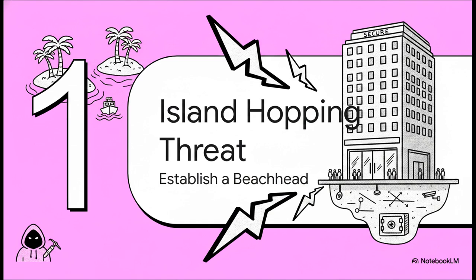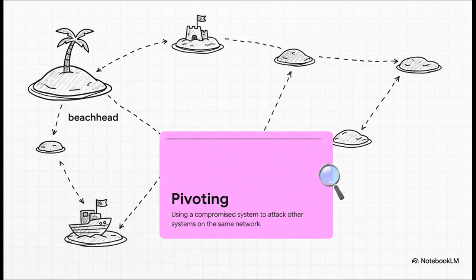All right, Section 1, the island-hopping threat, establishing the beachhead. To really wrap our heads around this, I want you to picture a standard corporate network as a massive, highly secure building. So pivoting, which you'll also hear called island hopping, is basically when an attacker uses one compromised system to attack other systems on the exact same network. Imagine the company's public web server is like the welcoming, public-facing lobby of that secure building we just talked about. Hackers secure that initial spot as their beachhead. It's their safe base camp. And from there, they use it to launch attacks much deeper into the building, heading straight toward those hidden underground vaults that they could never ever reach directly from the outside internet.